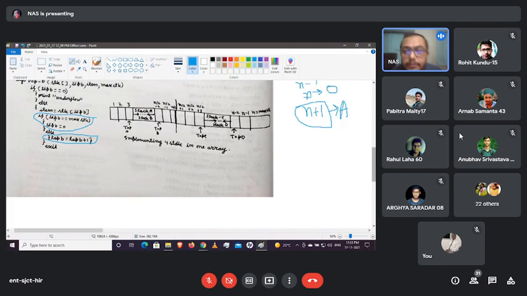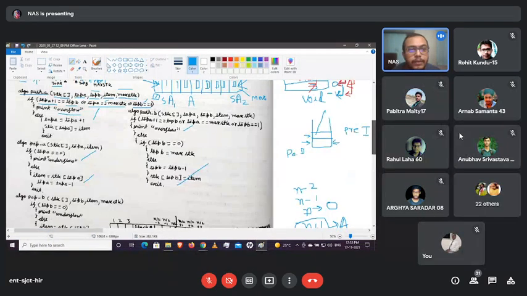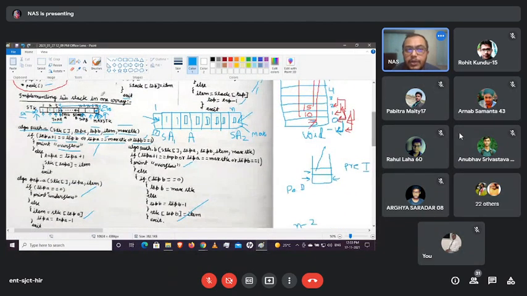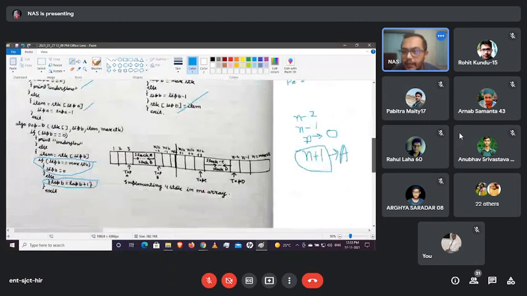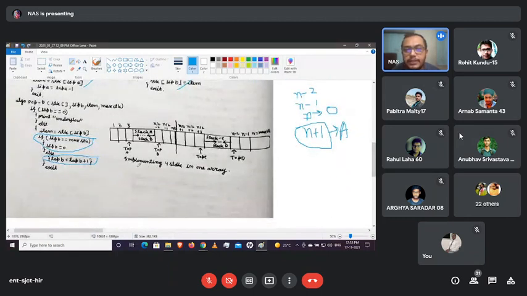Okay, so look at this one. Previously we have done insertion of 2 stacks within one array. Your assignment will be implementing 4 stacks in one array.